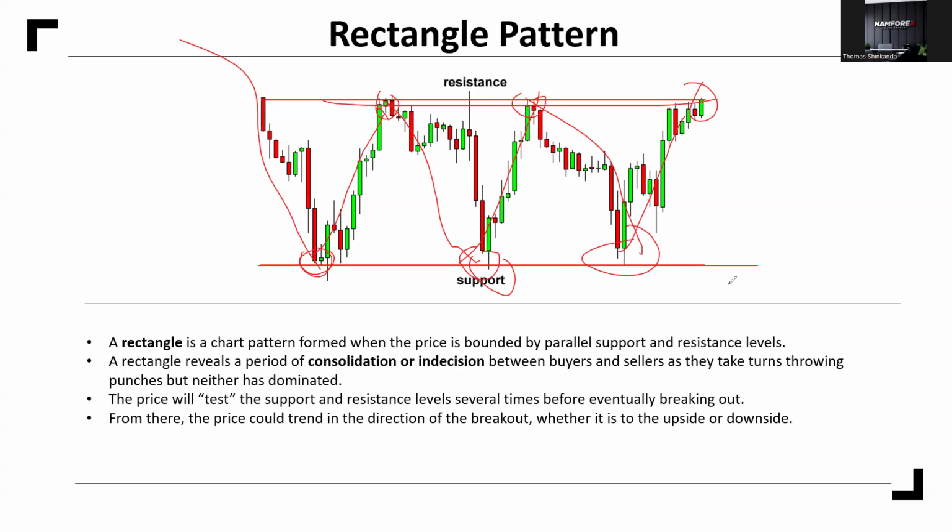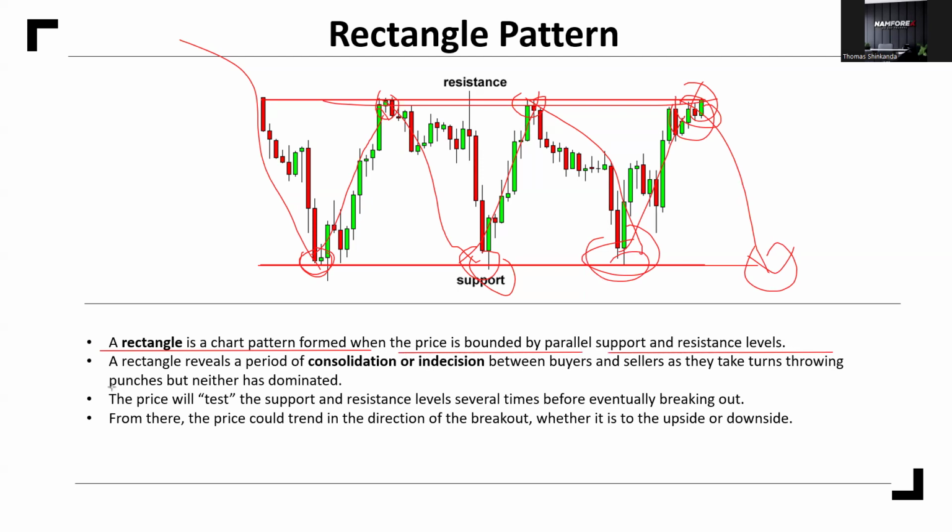As a trader, you want to swing in this kind of behavior, whereby you want to buy here, take your profit there, you want to sell there, expecting it to go down, then you take your profit here. So a rectangle is a chart pattern. It's a chart pattern formed when the price is bounded by parallel support and resistance levels.